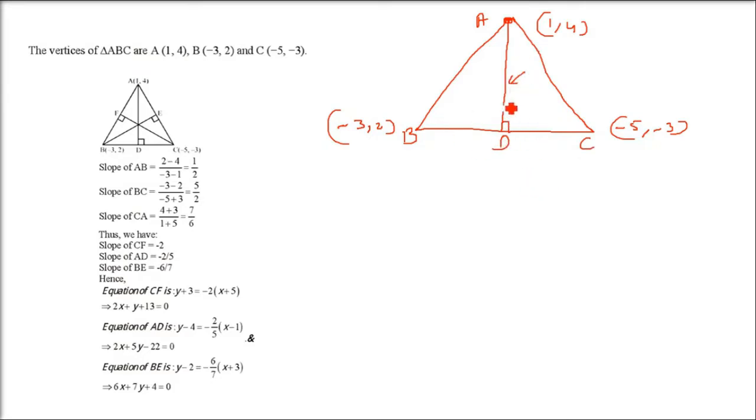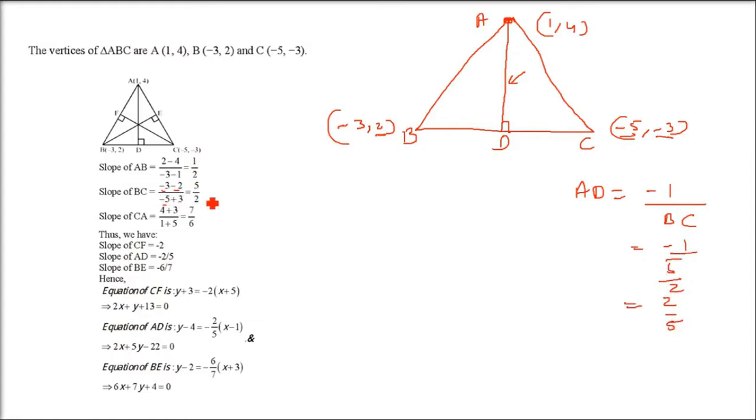So the slope of AD can be found out. Slope of AD will be equal to -1 by slope of BC. This is what you have to do. So the slope of BC would be (-3 - 2) divided by (-1 - 3)... so you get 5 by 2.